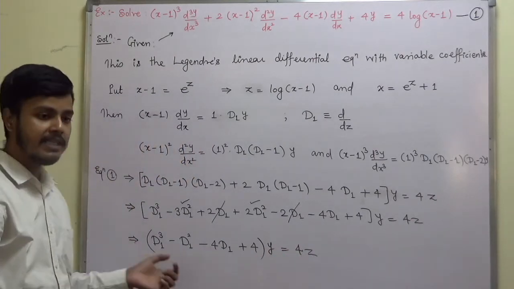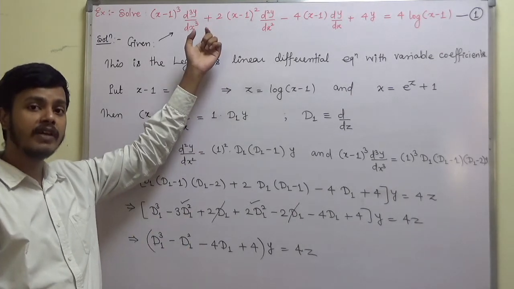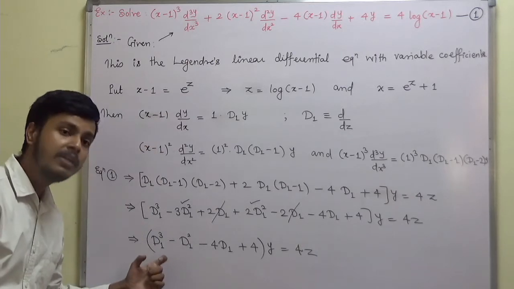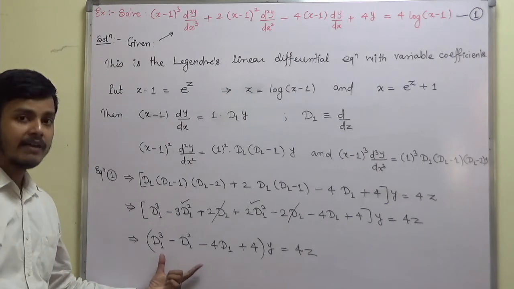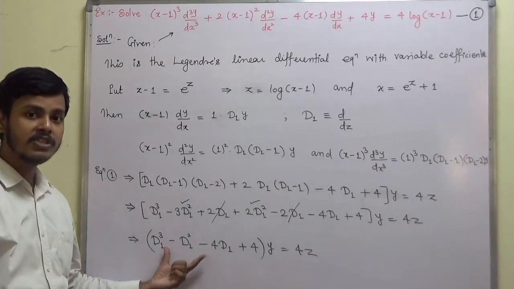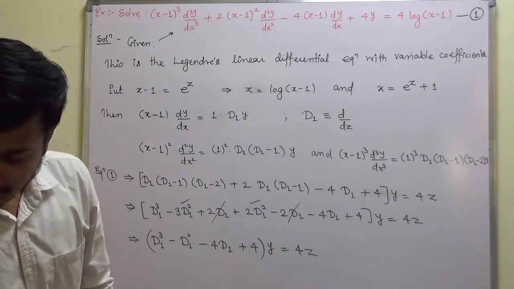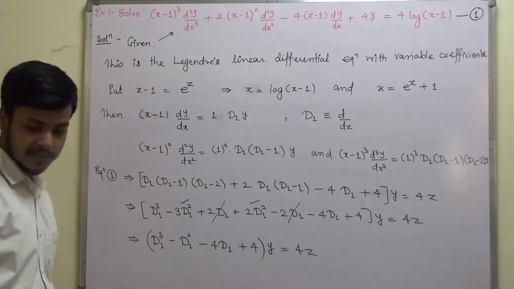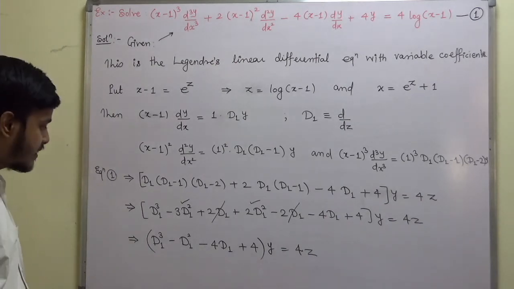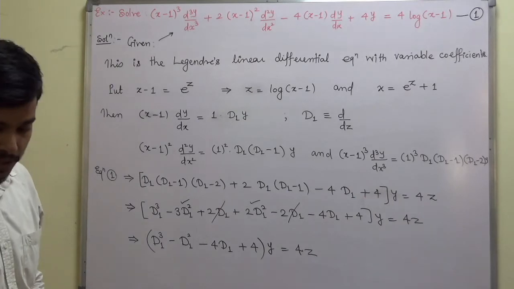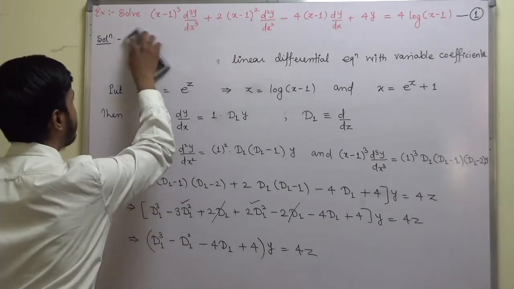Now as you can see, we have converted the given differential equation with variable coefficient into a differential equation with constant coefficient. So now I am going to find the complementary function, the particular integral, followed by the general solution. We have D1 cube minus D1 square minus 4 D1 plus 4. Next I have to write down its auxiliary equation.